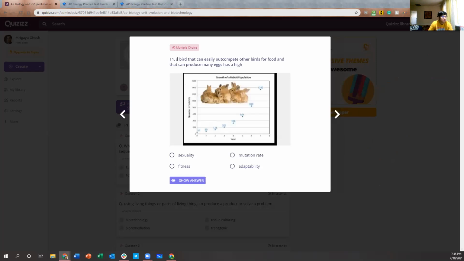I think we talked about this already. A bird that can easily outcompete other birds for food and that can reproduce many eggs has a high fitness. So if they're more fit, they can reproduce more.